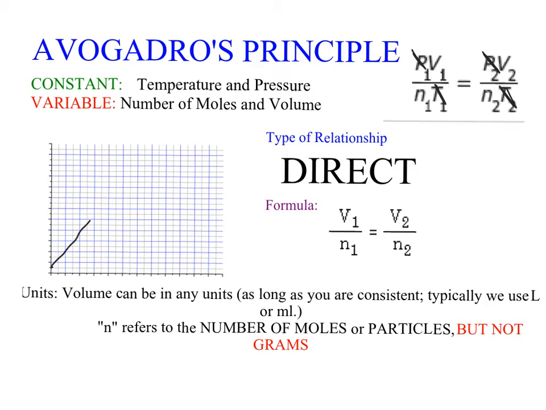This one is a direct relationship. When my number of moles increases, my volume increases. When my number of moles decreases, my volume decreases. Volume can still be in any units, just like we had with the combined gas law and just like we had with Boyle's Law a second ago. But N does need to be in moles. You cannot use grams. This does need to be a mole-to-mole relationship.